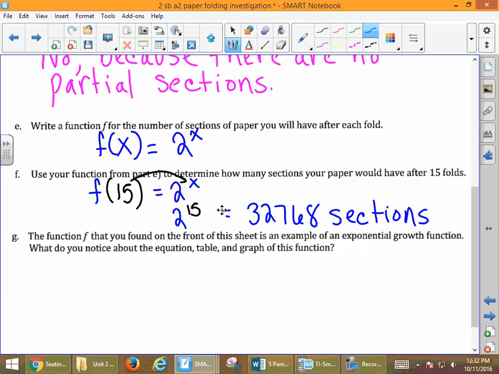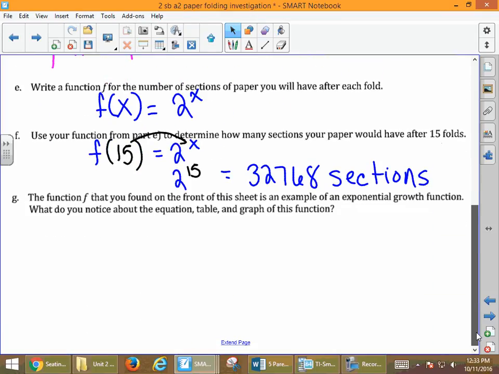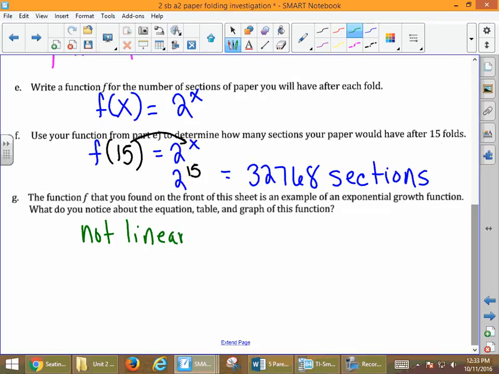On your paper, I think that part of it got copied here for part G at the bottom of your paper, and if not, then it should be on the other side of your paper. And it says the function f that you found on the front of the sheet is an example of an exponential growth function. What do you notice about the equation, the table, and the graph of the function? Well, without spending a lot of time here, I went back and I looked at this. And the first thing that stood out to me was that this is not linear. It's not a linear function, which is what we said as the first thing with our notes yesterday.